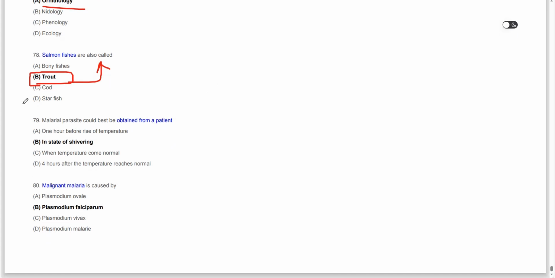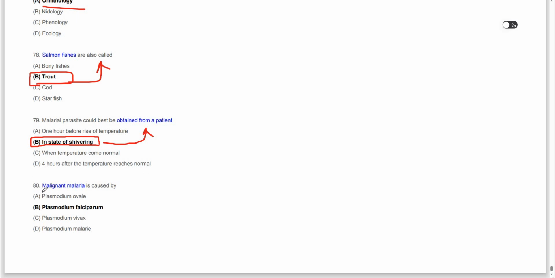Moving on to the next question: malaria parasites could best be obtained from a patient in a state of shivering. The patient is shivering during that period, and I guess the parasite can be best obtained from a blood sample.